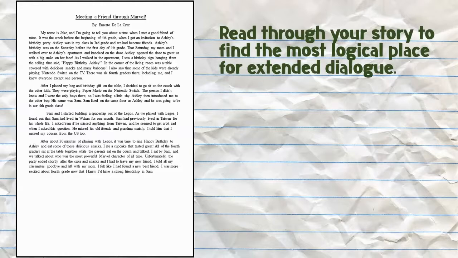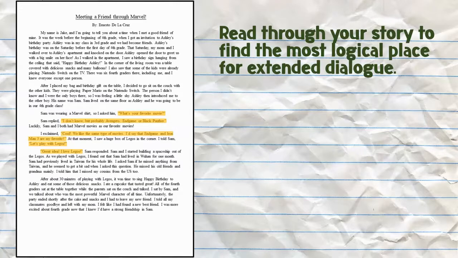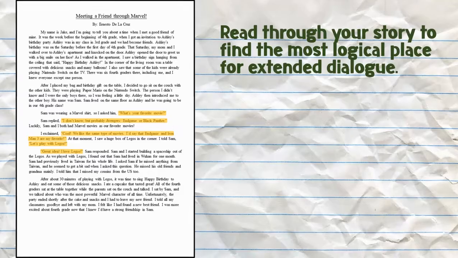As I read through my story, I found that the second paragraph was a great place to add dialogue because this is where Jake meets Sam. So you can have an interchange. So I can have extended dialogue here between Jake and Sam, and that should be fairly easy. Now let's see how I did this. Boom. There it is, but let's take a closer look.